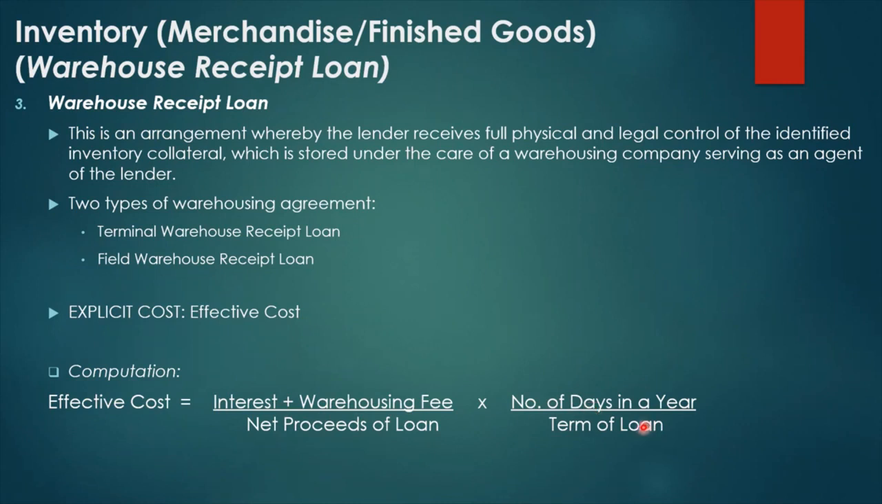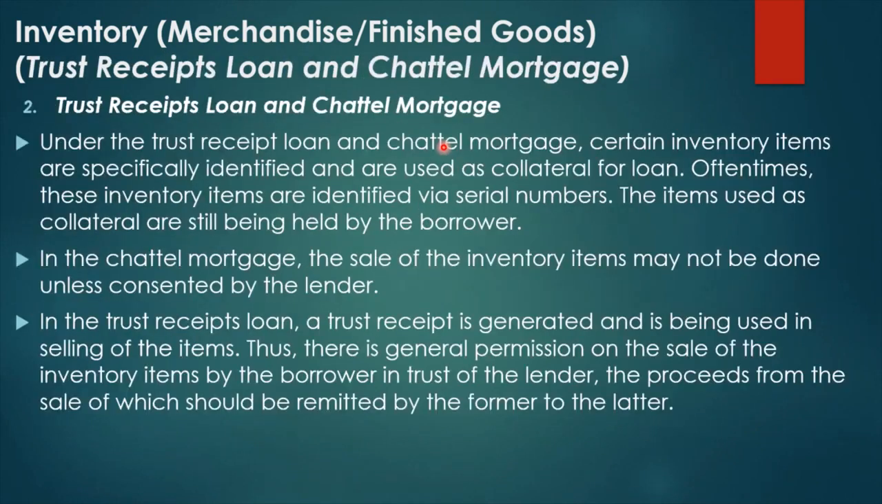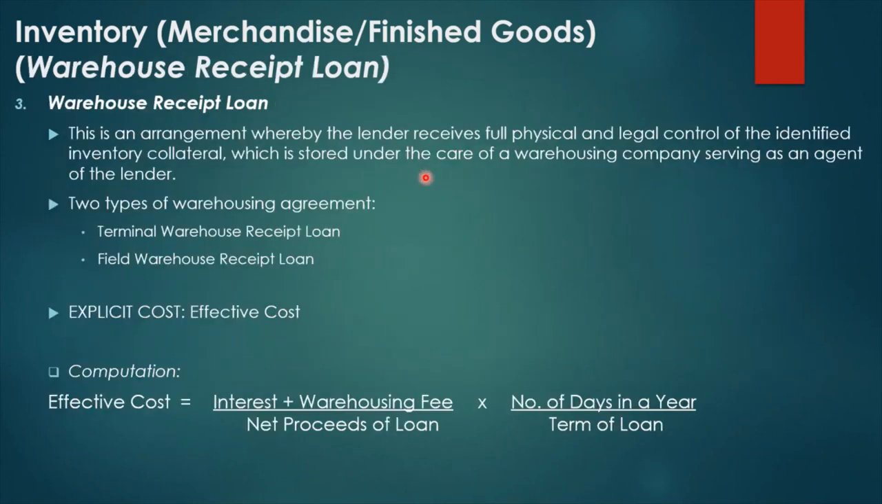So, sa inventory, tatlo ang ways para gawin siyang financing collateral. First is the blanket floating inventory lien. Second is the trust receipts loan and chattel mortgage. And lastly, the warehouse receipt loan. And that's our discussion for this day or for this time.